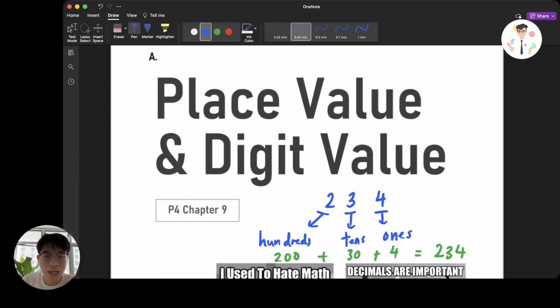But since we are now talking about decimals, we are moving on to what if there's a number 5, 6, 7 behind the dot. Then what do we call these numbers? What is the place value and what is the digit value? Now, just a quick one. This 5, if it's after the dot, we call it tenths.